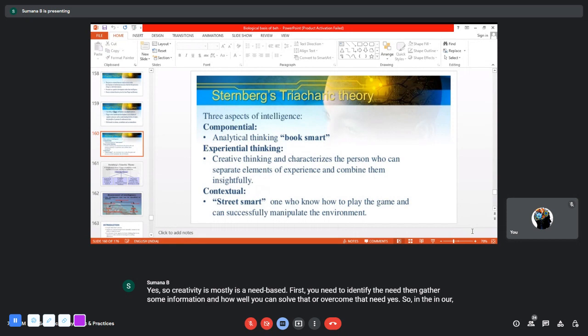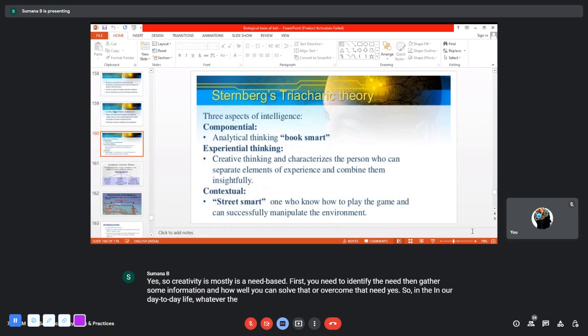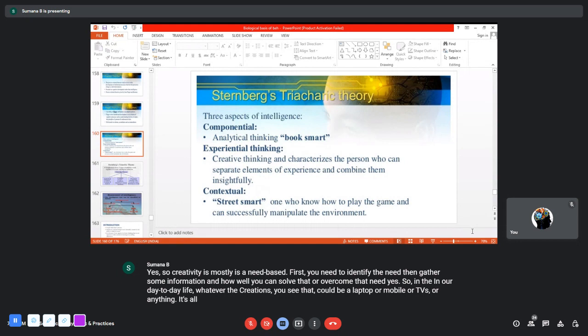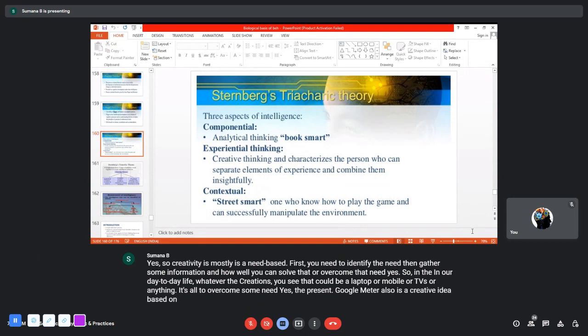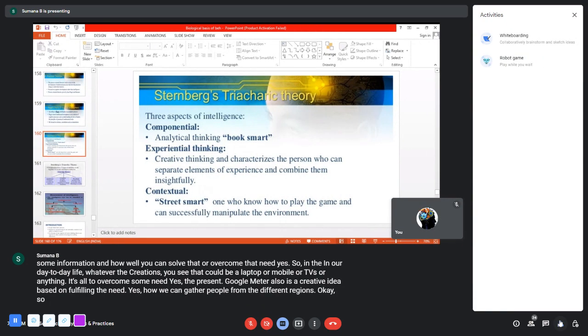In our day-to-day life, whatever creations you see, whether laptops, mobiles, or TVs, are all made to overcome some need. The present Google Meet also is a creative idea based on fulfilling a need: how we can gather people from different regions. So creativity is a skill, and every person can acquire it.